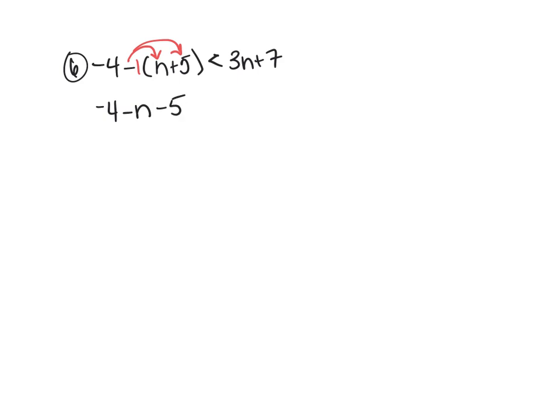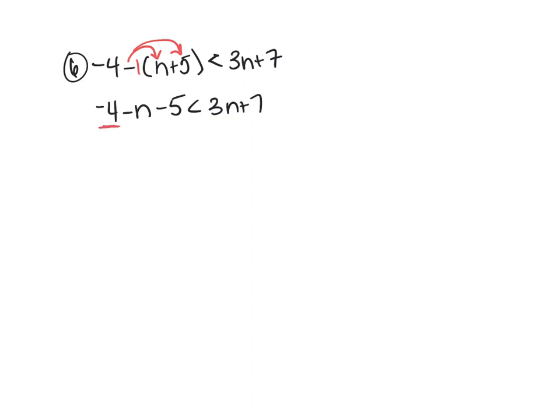And then my last example, negative 4 minus n plus 5 is less than 3n plus 7. So what has to be distributed here? This negative 1. It's like negative 1 times those parentheses. So I'm distributing the negative 1. The 4 is actually being subtracted out there. So it's negative 4 minus n minus 5, less than 3n plus 7.